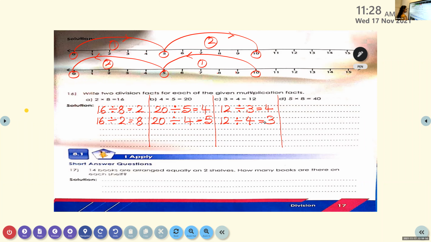Now, Medha, for the last one, 1 division fact. 40 divided by 8 equals 5. Yes. Good. Now, next one, Madhav. Next division fact. Yes, ma'am. Next division fact of the last. 40 divided by 5 is equal to 8. Okay, good. Okay, so it's over. Question number 16 is over. Now we will move to question number 17.